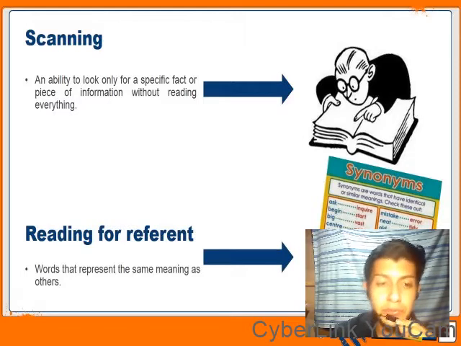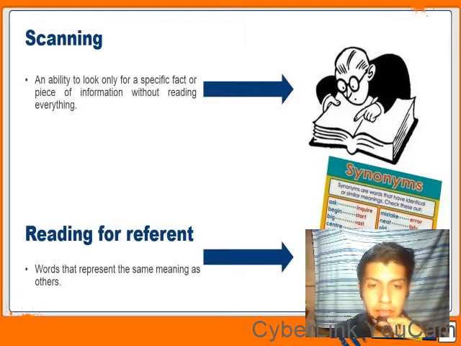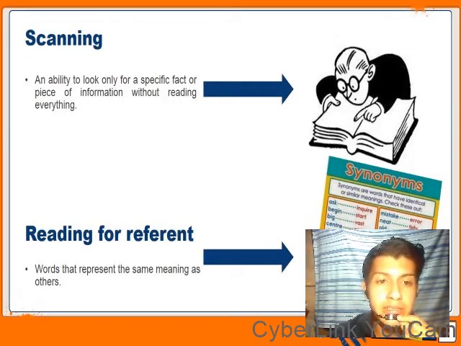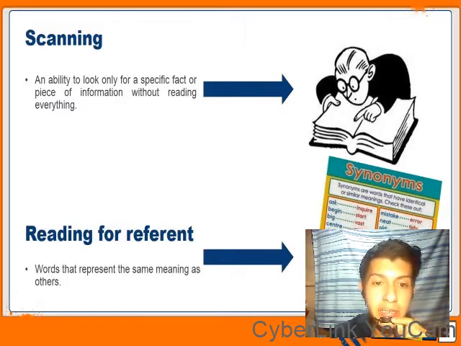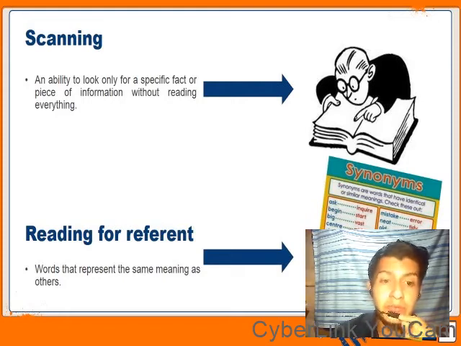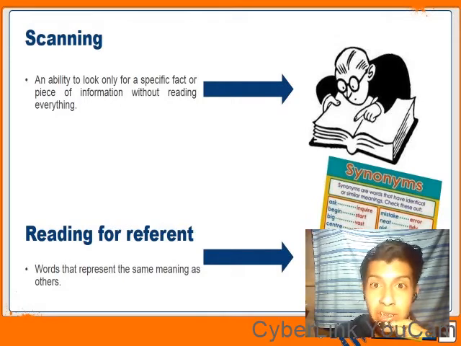Finally, we have the reading for reference. Reading for reference means words that represent the same meaning as others. For example, writers don't like to use the same word many times in the same paragraph. It's for that reason that they use reference or synonyms in order to avoid repetition.